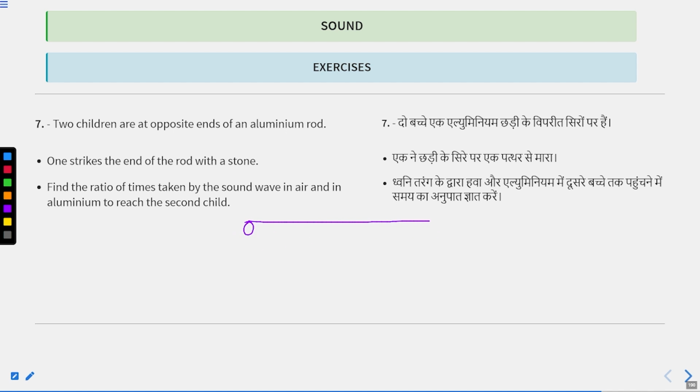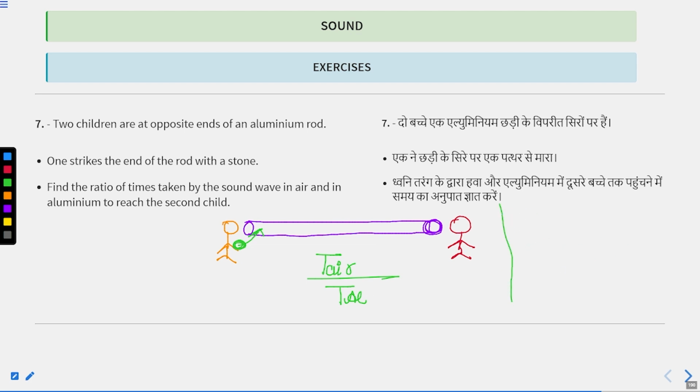This is one long aluminum rod. Okay. Two children. One child is at one end of the aluminum rod and another child is at the other end of the aluminum rod. Okay. This child has a stone in his hand and he hits the aluminum rod. Now, how much time will it take for this noise to travel to this person? So we have to calculate time in air divided by time in aluminum.